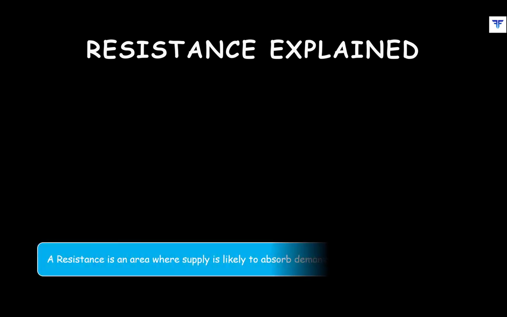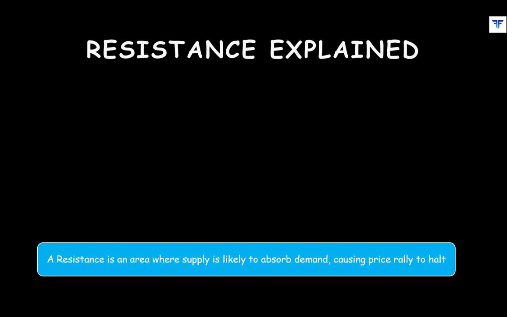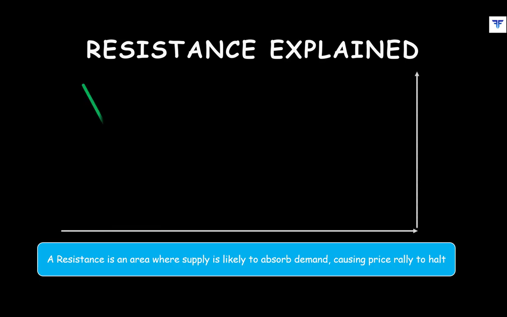As said earlier, a resistance is nothing but a region on the chart where one can expect supply to absorb all the available demand, causing the price rally to halt and for the price to possibly turn lower. Let us understand this using the chart here.